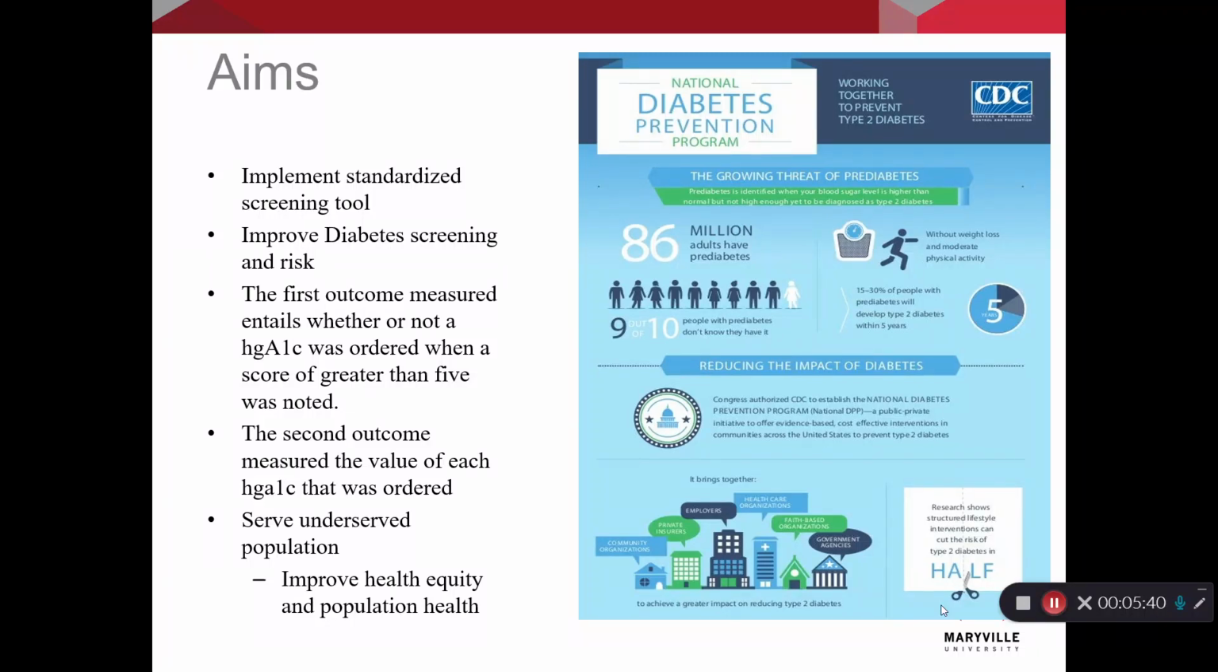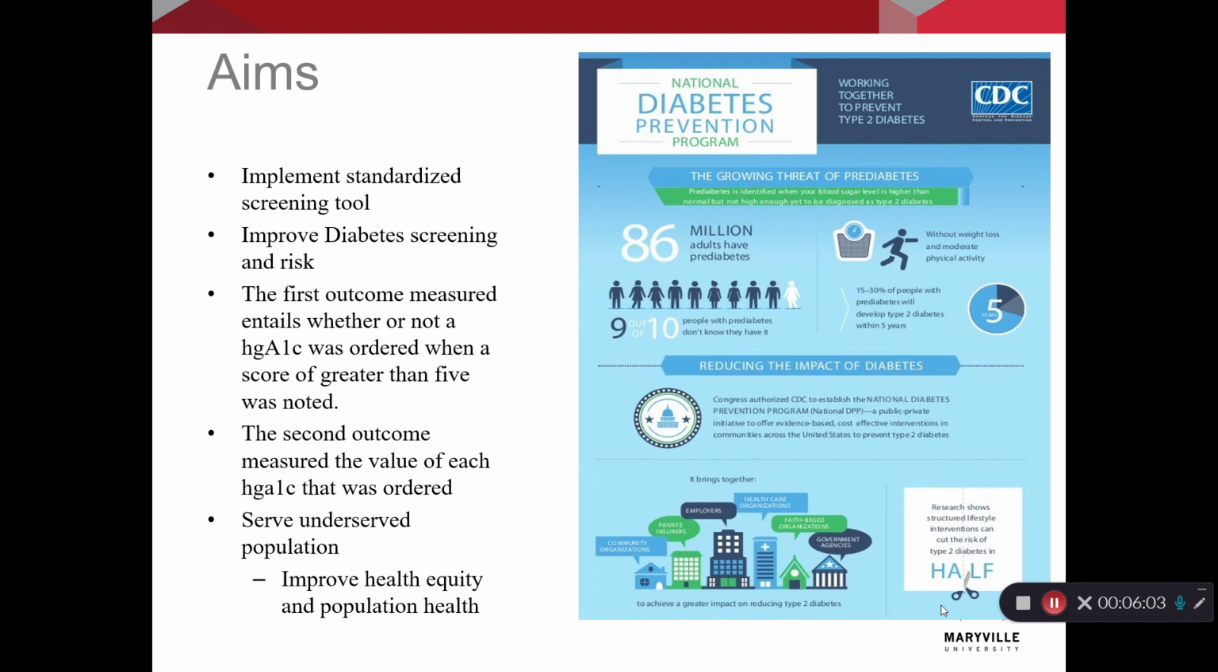The first outcome measure entails whether or not a hemoglobin A1C was ordered when a score of greater than 5 was noted. And then the second outcome measured the value of each hemoglobin A1C that was ordered. So both of these measures we'll discuss later in detail and kind of what results we created when we review the data that was done pre and post implementation of the diabetes risk tool.